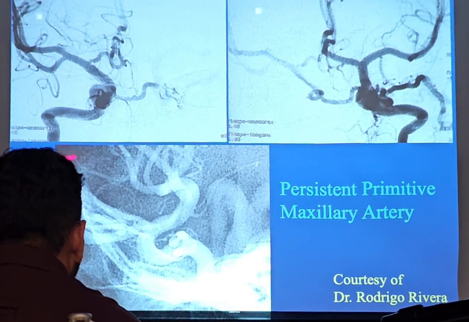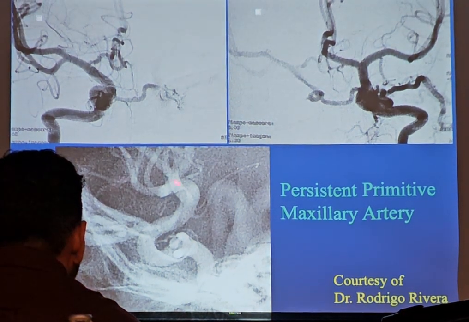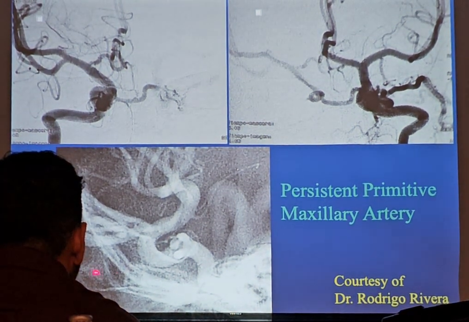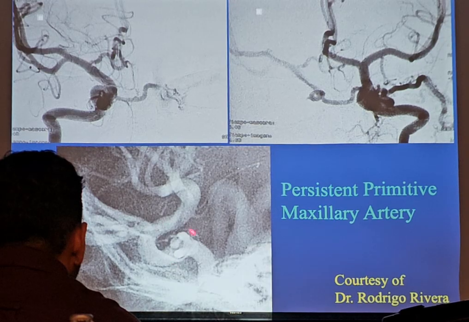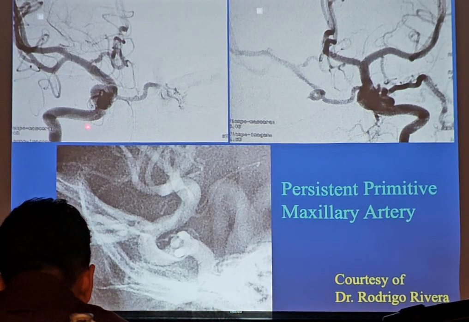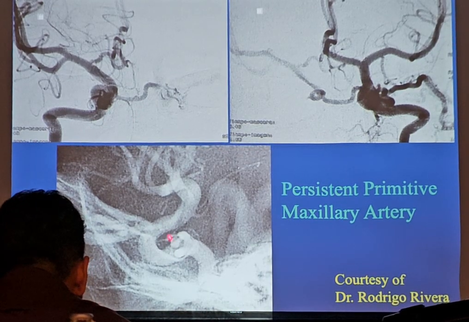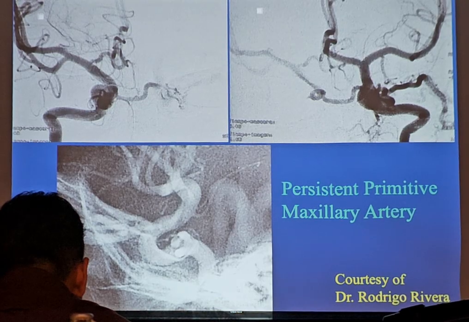I showed you this before. If the primitive maxillary artery is persistent in adult life, it goes through the sella. Okay? It has to go through the sella. That's a primitive maxillary artery.